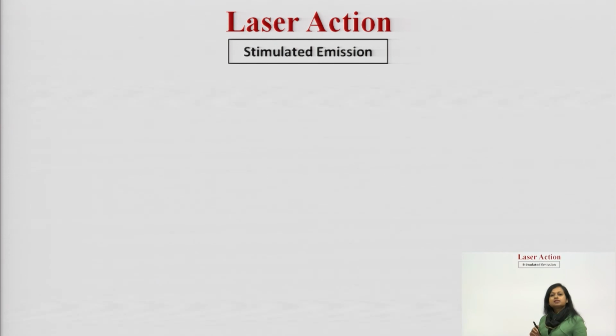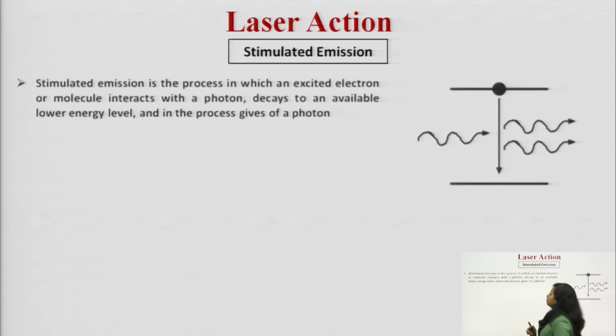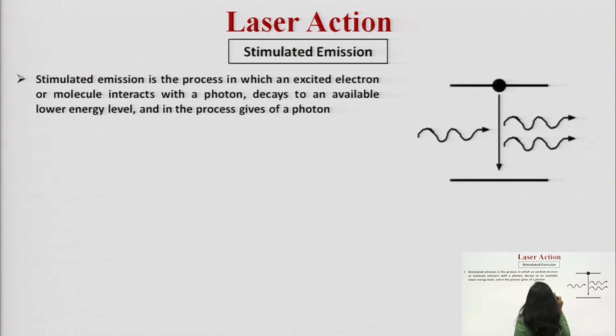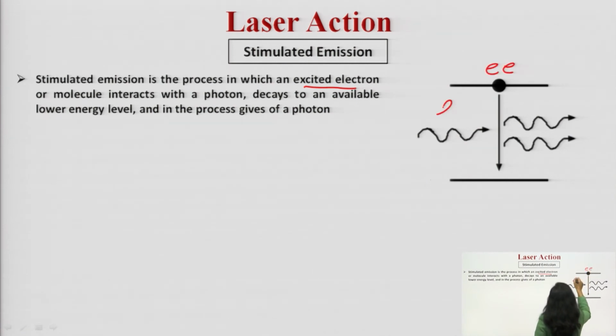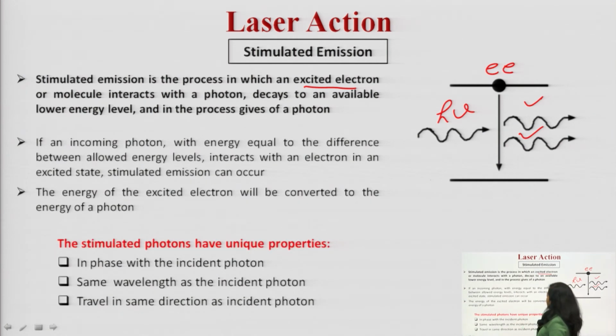Stimulated emission, which is the important mechanism in the case of the laser. Stimulated emission is a process in which an excited electron or molecule interacts with a photon. See, this is the excited electron. It interacts with a photon and decays to the lower energy level, and in this particular process it is releasing more photons. So when 1 is absorbed, 2 are going to be released. When 2 are absorbed, 4 are going to be released. This is the process of stimulated emission.